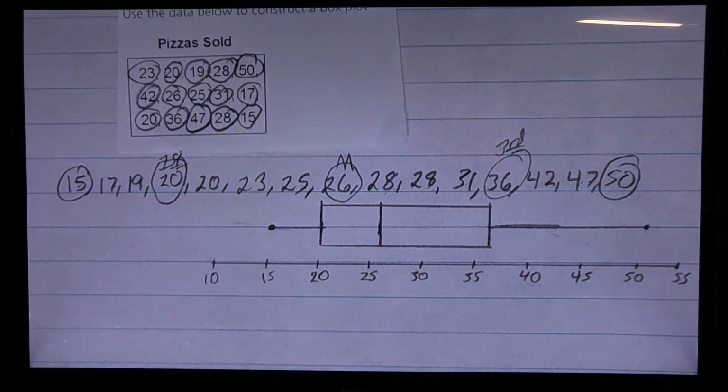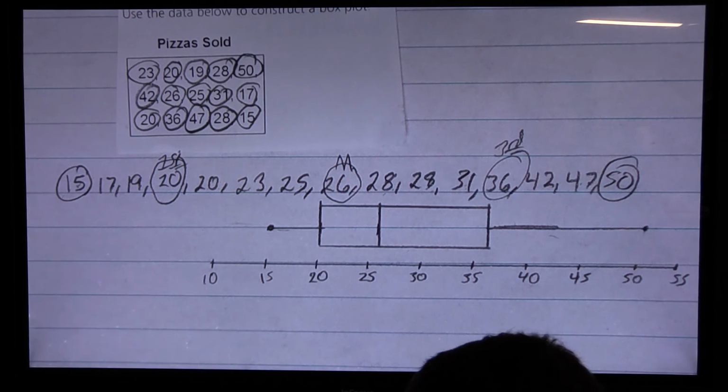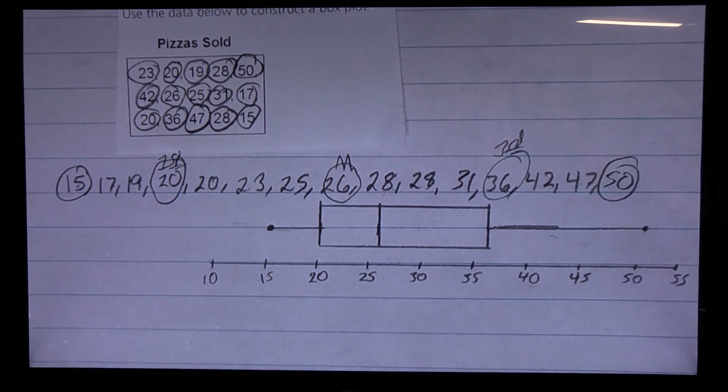If I were to identify the upper extreme, it would be 50. The lower extreme would be 15. And I guess that's about all the information that my students need to know right now.